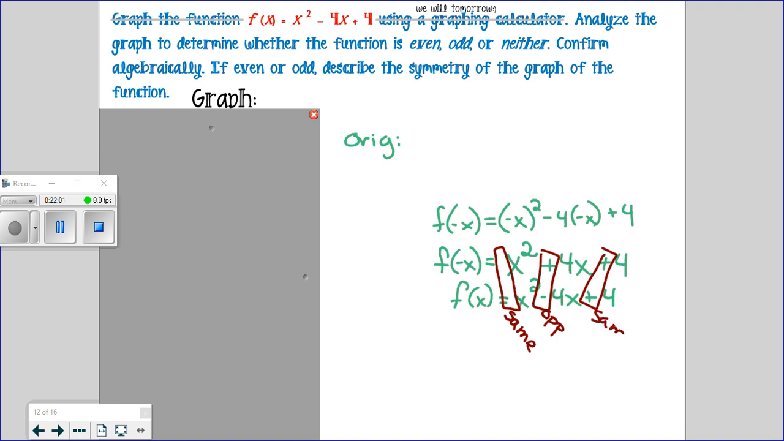So my options are this. If every single one that I identified said the same, we would call it an even function. If every single one of them I had gone through and identified that they were opposite of each other, I would have called it an odd function. And if I've got a combo, it's neither even nor odd. So this would be neither. Questions?